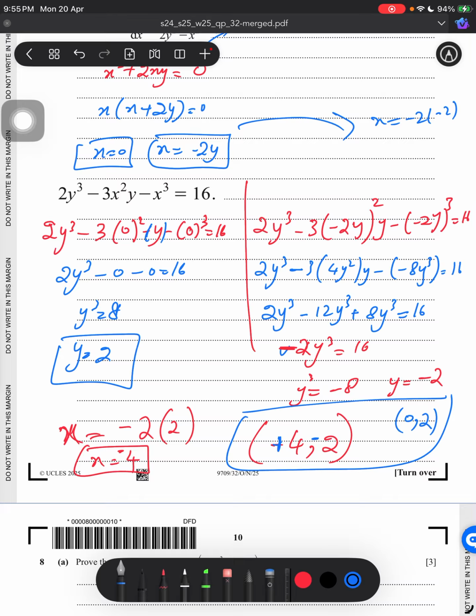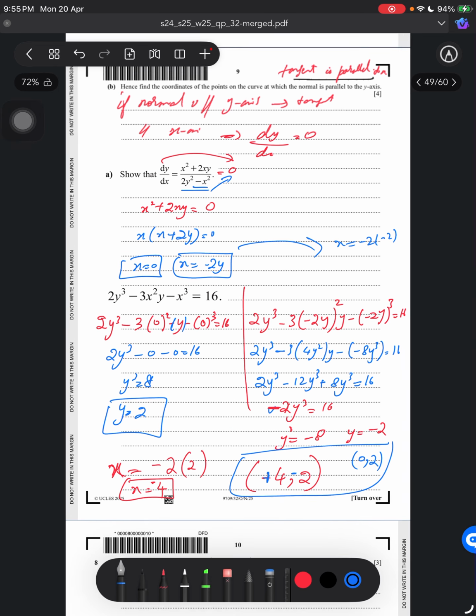And according to the marking scheme, this answer must be correct. Yeah, 0, 2 should be obtained, and 4, -2. Either one can be made correct.